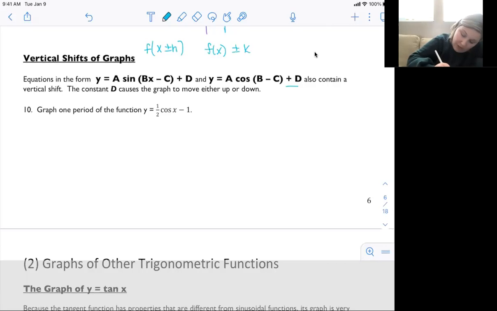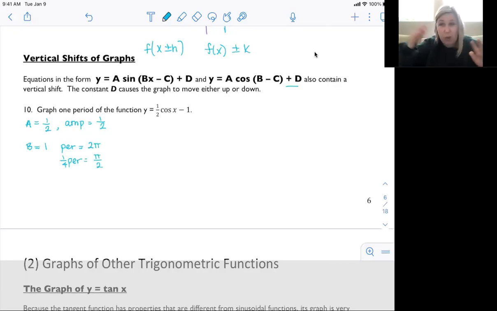So let's start on number 10. A is equal to 1/2, which means the amplitude is 1/2. B is equal to 1, which means there is no change in the period. So the period is 2 pi over 1, which is just 2 pi, and the quarter period is 2 pi divided by 4, which is pi halves, just the way we did on the early ones. C is also equal to 1. Sorry, that's incorrect. C is equal to 0, which means there is no phase shift.